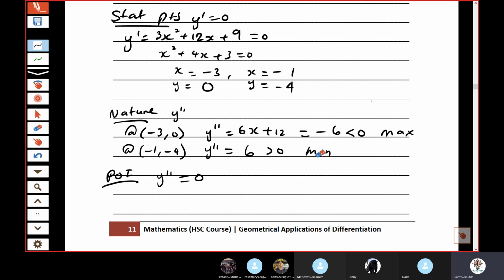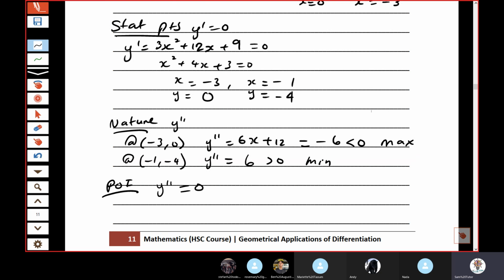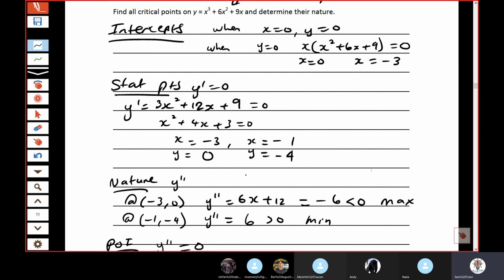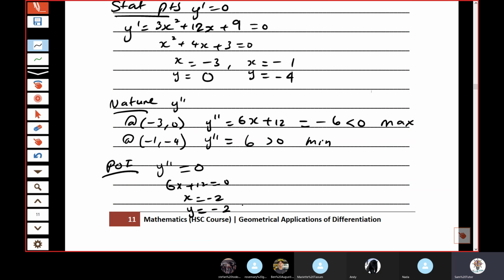Simple? I think so too. Y double dash is equal to 6x plus 12. So 6x plus 12 equals 0, which means x equals negative 2. What do I have to do now? Sub back into the original to get a point. It's called a point of inflection. Y equals, okay, back to the original. Negative 2 cubed, it's just easy to just minus 2 plus 24 minus 18. Negative 2.